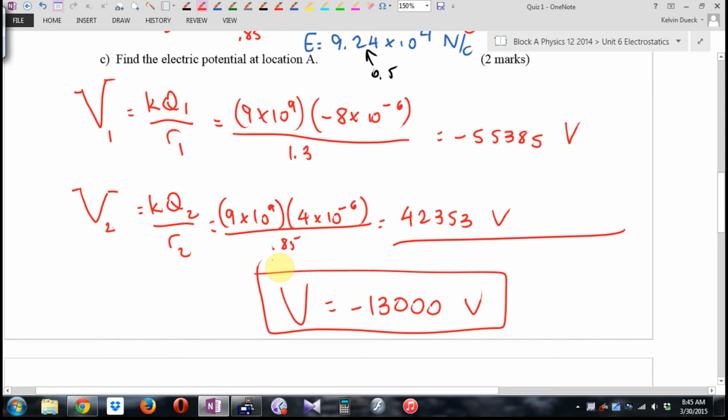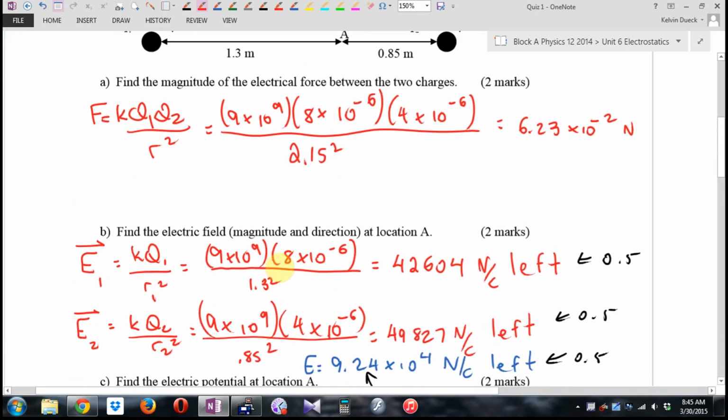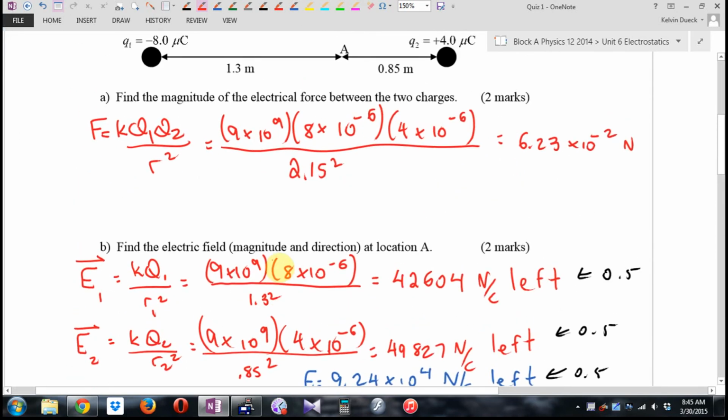What does that mean? It means that if you started out with a positive charge right there, you would have to add energy to move it out to infinity in any direction. Because there's a negative voltage. That means every single Coulomb of charge has negative 13,000 joules of energy.